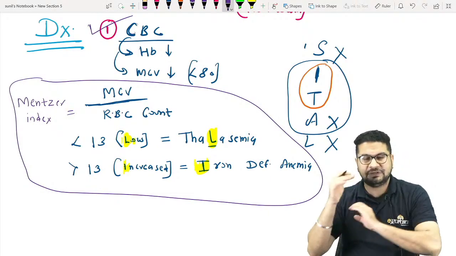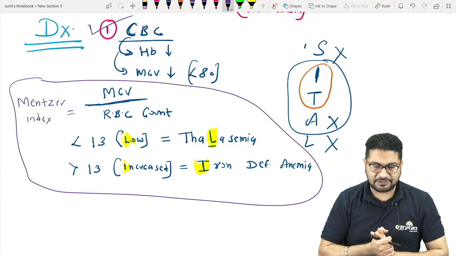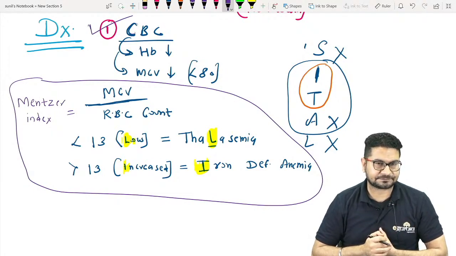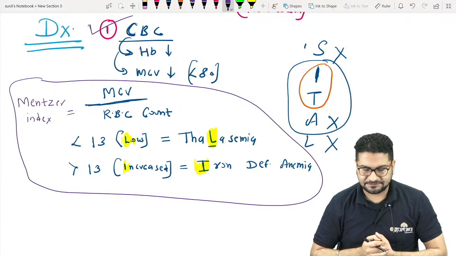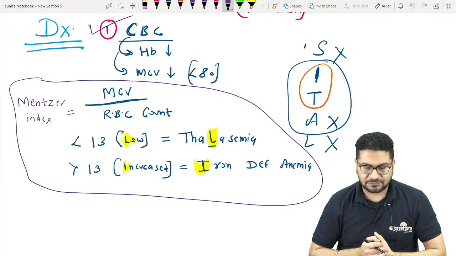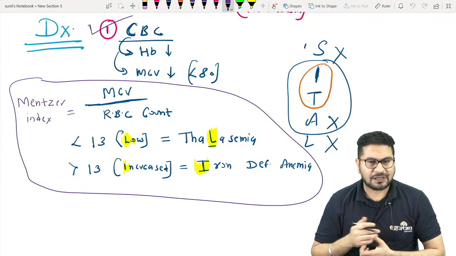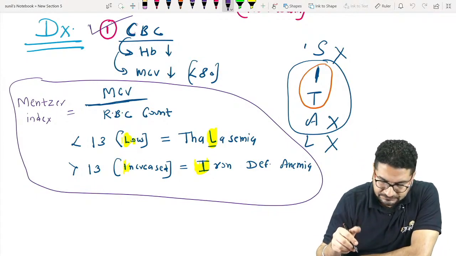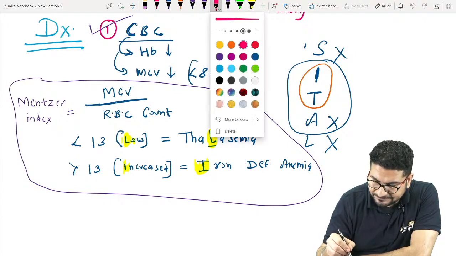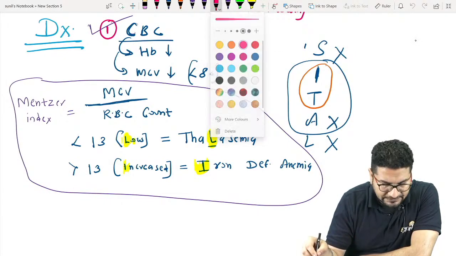So see, first get a CBC done. What should you calculate in the CBC? Menzer index. Am I clear? If values are low, thalassemia. If values are more, iron deficiency anemia. Clear?